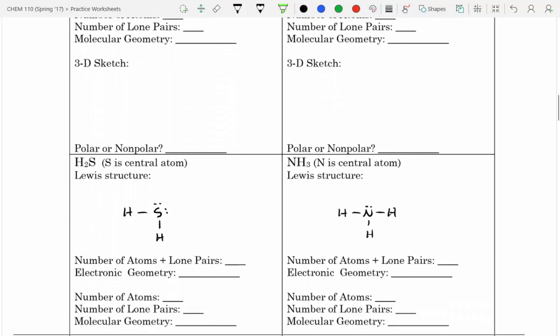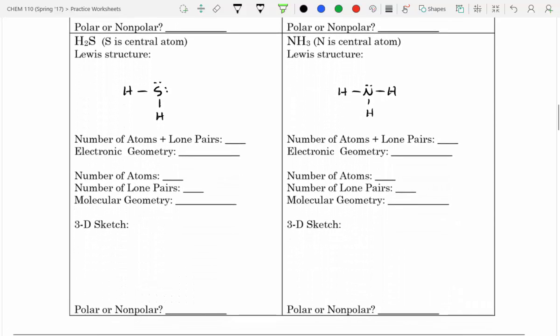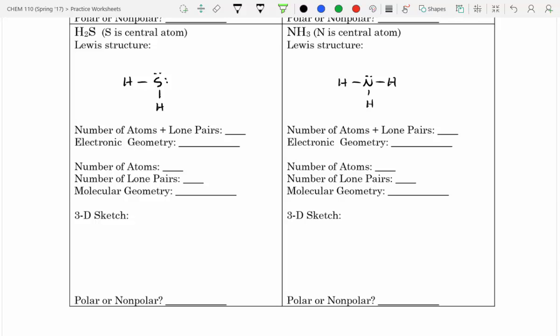If you guys see something that doesn't make sense, stop me. The next one's hydrogen sulfide. That's a gas produced by volcanoes. It's a poisonous gas. You guys also detected it in your iron sulfur lab. So that one looks a lot like water, where you've got 2 lone pairs. Ammonia we've already done, where nitrogen has 1 lone pair.